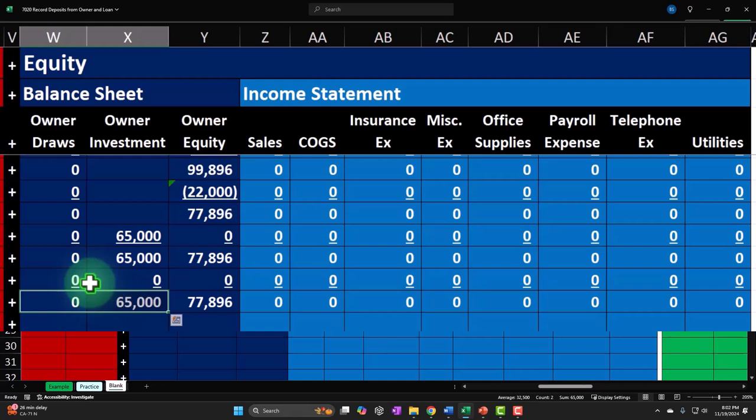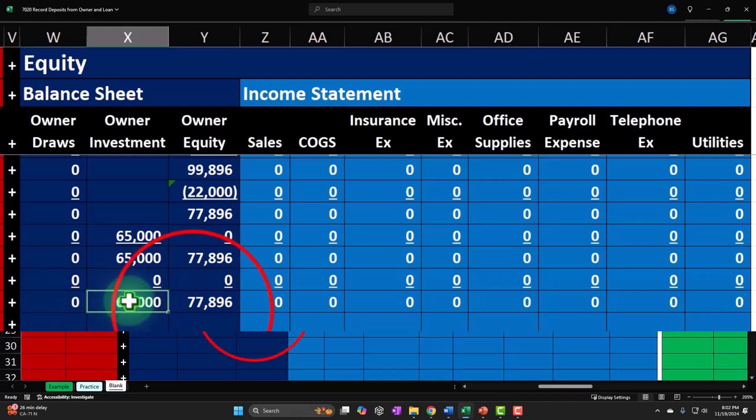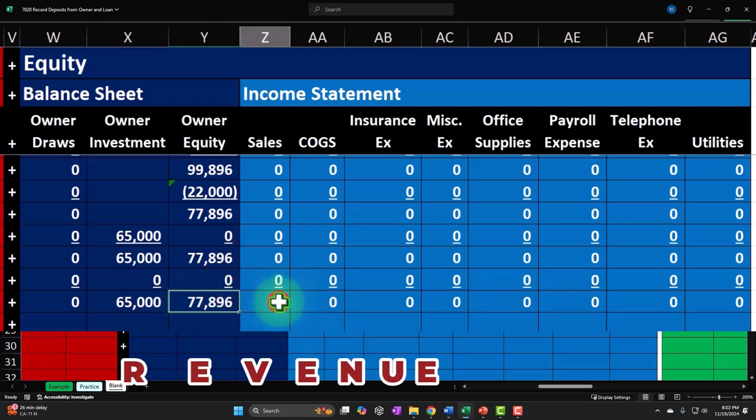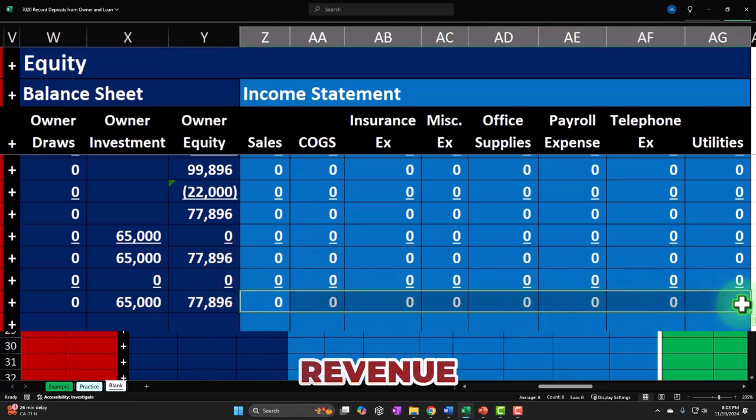And if you don't close them out, because these are permanent accounts on the balance sheet unless you close them out manually, you're going to see draws for the life of the business rather than for the current year. You're going to see owner investments for the life of the business rather than one year. And then the owner's equity account will represent, similar to retained earnings, the revenue of the business that has been generated not only for one year, but for the life of the business.